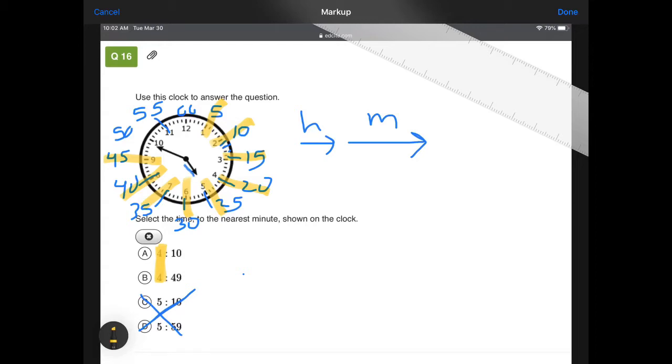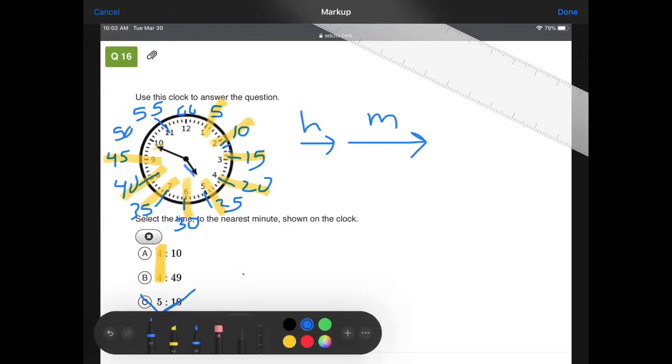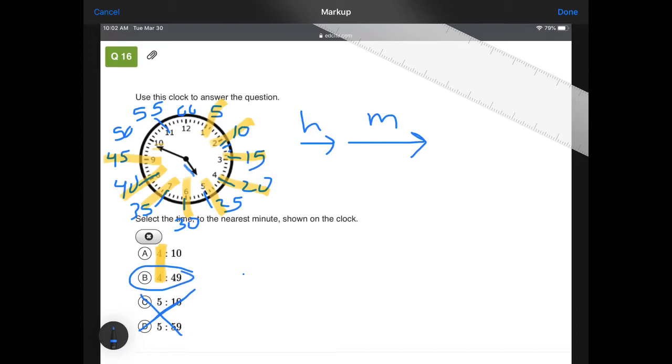So then you count by ones, and I can see 40. It's 1 away from 50, and 1 away from 50 would be 49. You could actually also solve that by saying it's either 4:10 or 4:50, but it's almost to 5 o'clock. So almost to 5 o'clock would be 4:49.